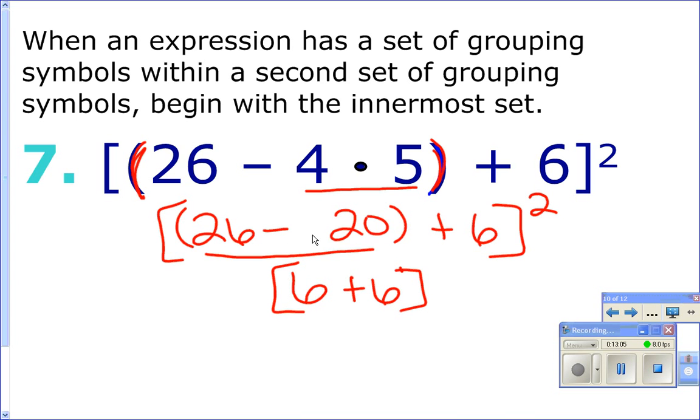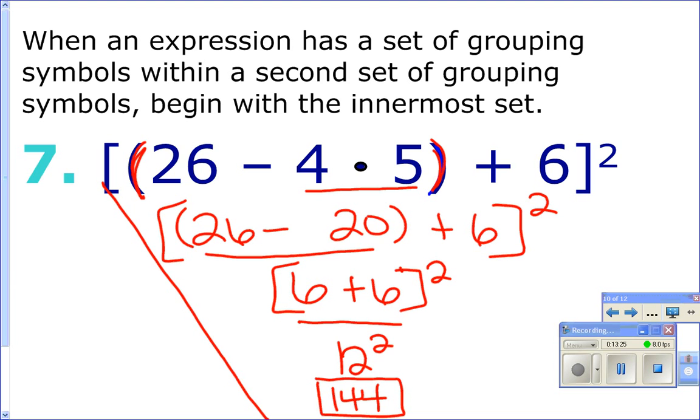On this one, the parentheses can go away because it's just around the 6. Now, we just have the brackets, so we still need to get rid of those. 6 plus 6 is 12. Bring down the squared. 12 squared is 144. That is our answer. Notice that we solved the parentheses inside first and kept moving outwards in order to get to our final answer.